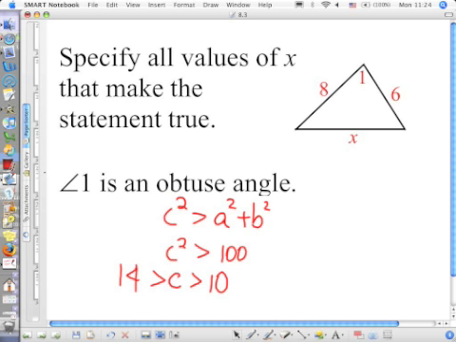So we know that if it's going to be obtuse or acute, we have to make sure we have 2 numbers. If it's obtuse or acute, and it's this type of question, you need 2 numbers. X has to be between something and something.